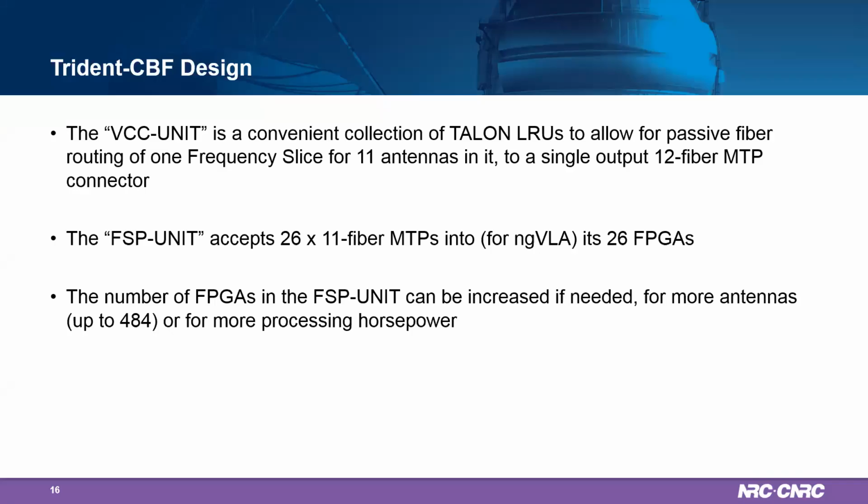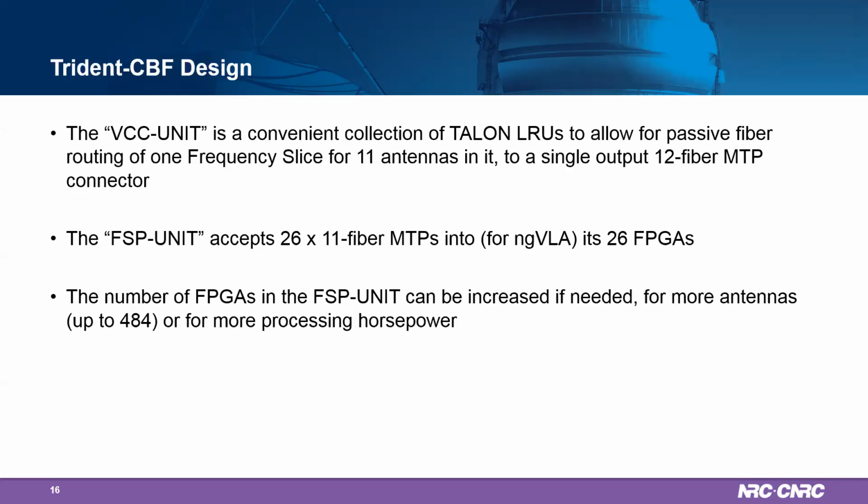In this design for the physical architecture, we may keep the VCC units and FSP units that were used in the SKA Mid design, but tweak them a little bit for NGVLA. The VCC unit processes 11 antennas and does passive optical meshing to generate a single MGP fiber that has one frequency slice for all those 11 antennas on it, and then those get distributed to the frequency slice processors.